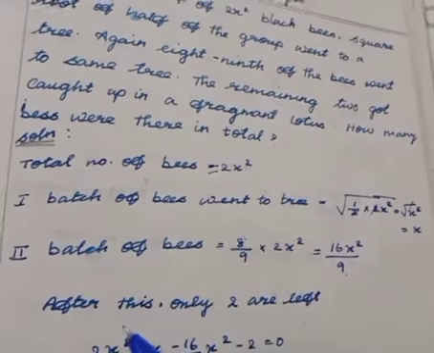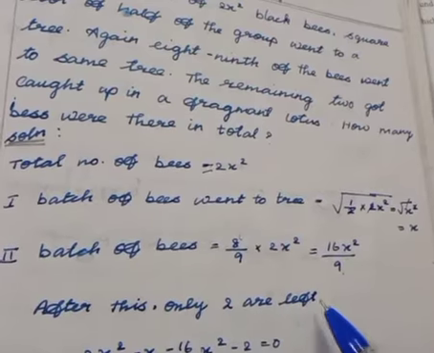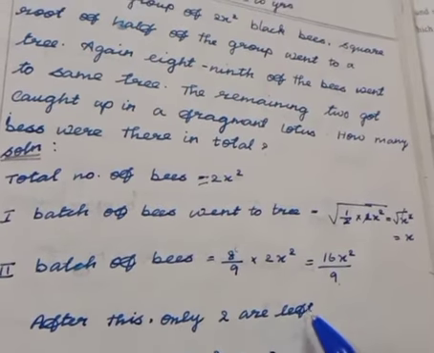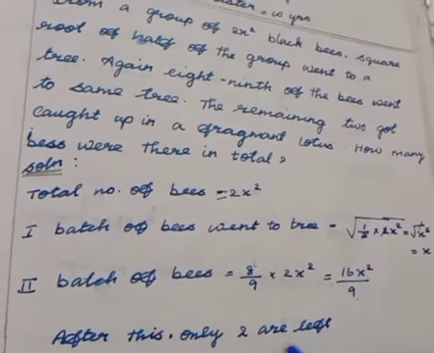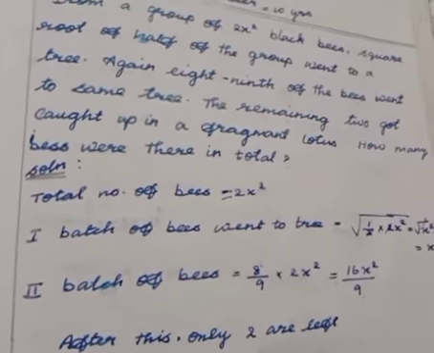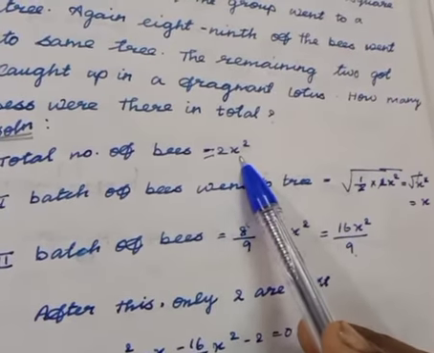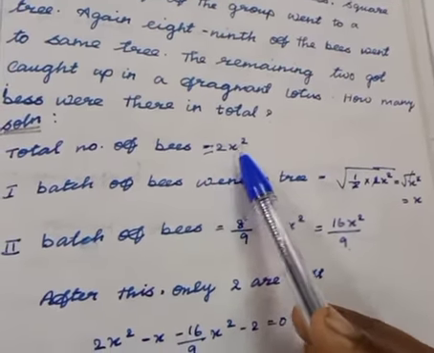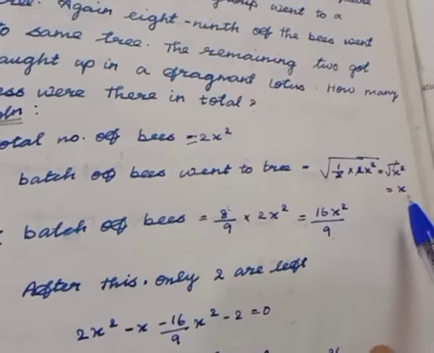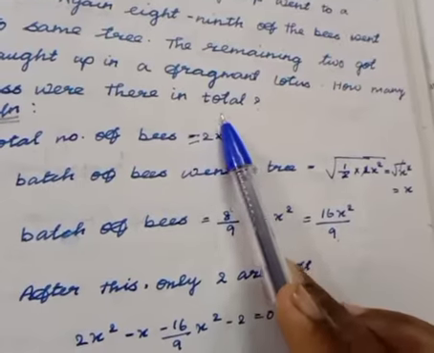Then after this, the remaining two bees are left. After this only two are left. Yes, so it is also given in the question. So now you have to make this as an equation. So that is 2x², the total number of bees, minus x. It is from this total, how much went outside.